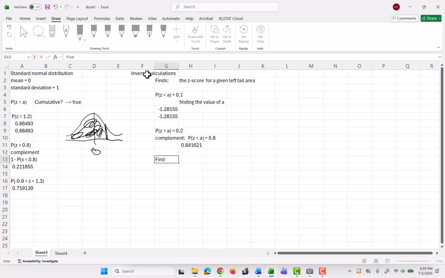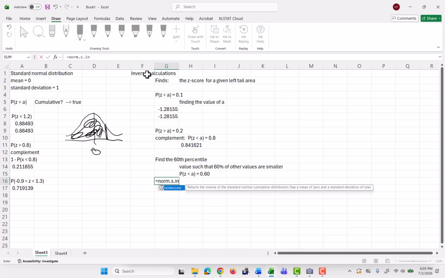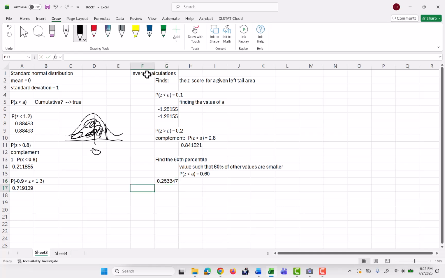What if I want to find the 60th percentile? Remember, the 60th percentile is just the value such that 60% of other values are smaller. In other words, the probability of z being less than this value equals 60%, or 0.60. So NORM.S.INV of 0.6, and we get 0.25. So the 60th percentile here is 0.25.